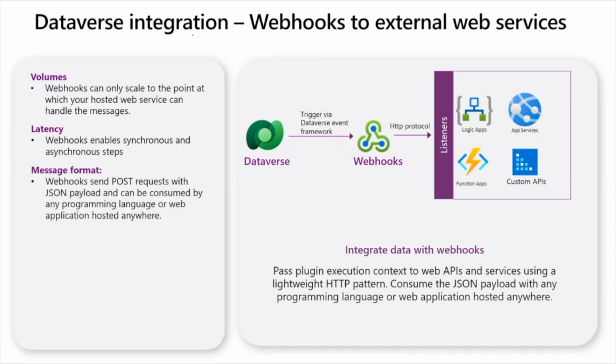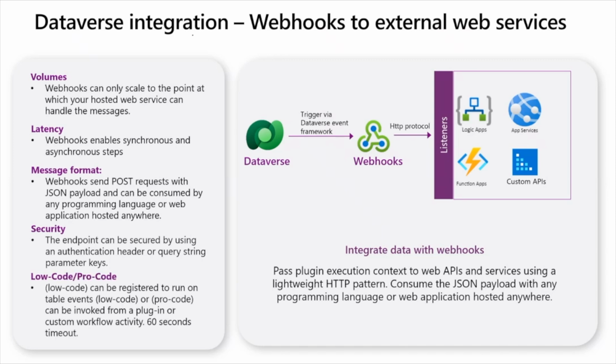For message formats, it's JSON payload. You can secure your endpoint by using an authentication header or query string parameter keys. This approach is simpler than the SaaS authentication model that is used by Azure Service Bus integration. For setup, a webhook with a message step can be registered without any code. It's also possible to invoke the webhook from plugin or custom workflow activity code.